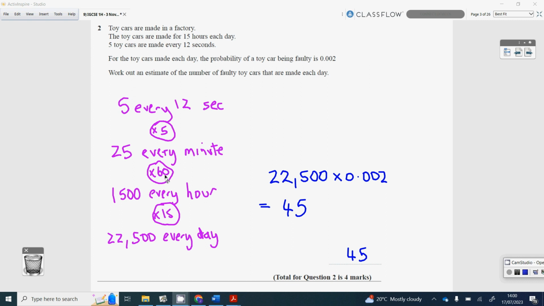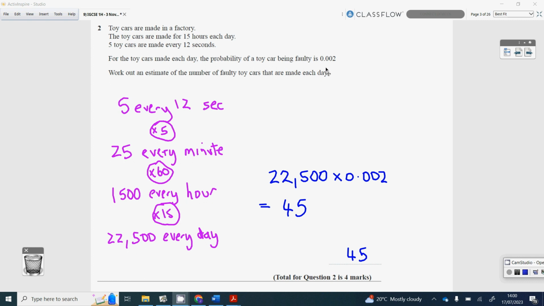Now multiply that by 60, it will give us how many cars are made every hour. So that's 1,500. And as the cars are made for 15 hours per day, if we multiply that by 15, we see that 22,500 cars are made every day.